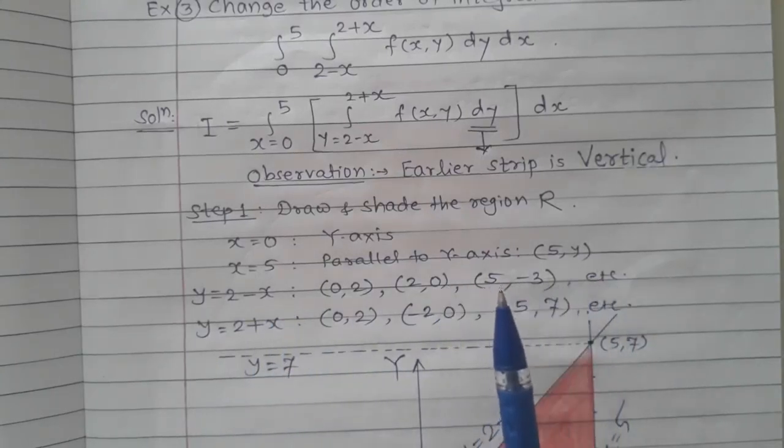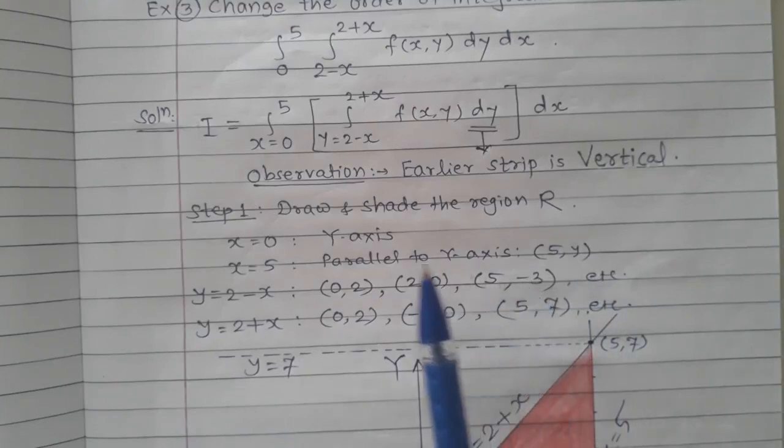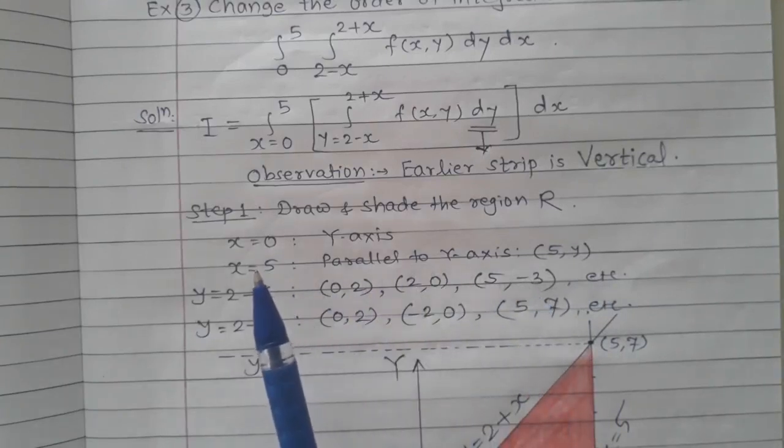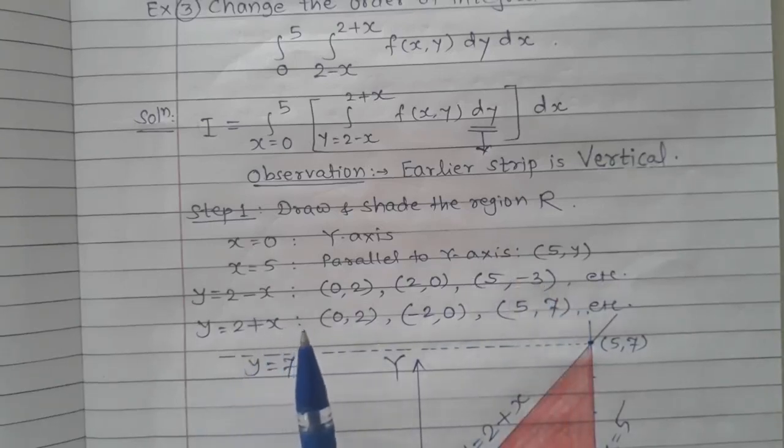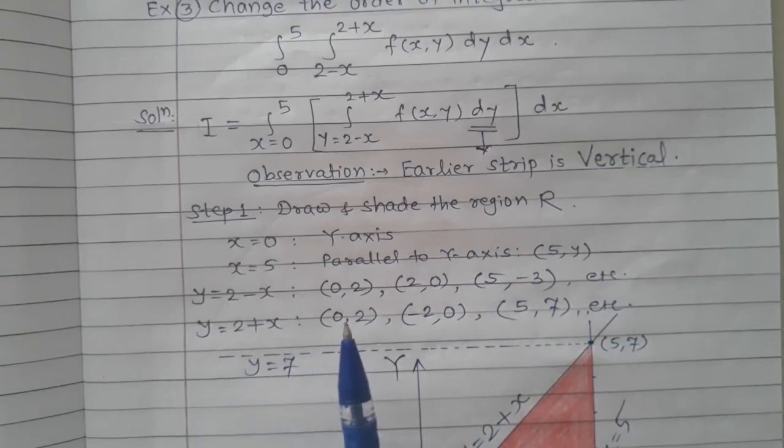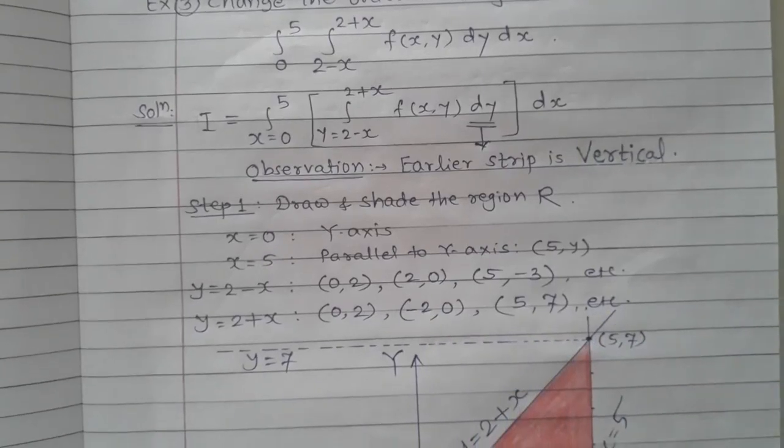I have taken this intentionally 5, minus 3, because x is equal to 5 is a point. So x coordinate is 5, then what will happen about y, that is considered here. And similarly y is equal to 2 plus x, if I put x 0, then y will be 2. If y 0, then x will be minus 2, and if x 5, then y will be obviously 7. So these are some of the points on those lines. So we can easily plot now with the help of these points.